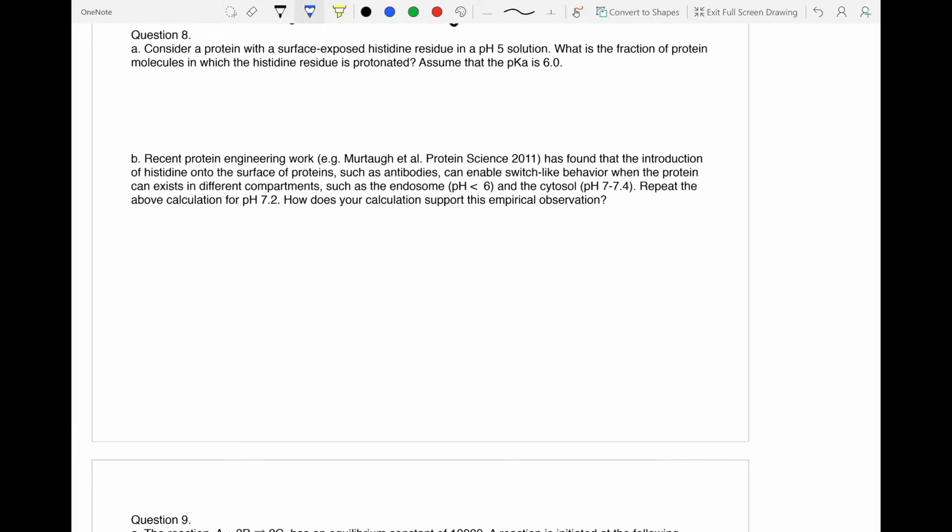Question 8. Consider a protein with a surface-exposed histidine residue in a pH 5 solution. What is the fraction of protein molecules in which the histidine residue is protonated? Assume that the pK is 6. So we're given a pH and a pKa, and we're interested in the ratio of histidine and protonated histidine. So you might already be thinking of the Henderson-Hasselbalch equation.